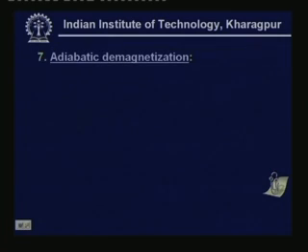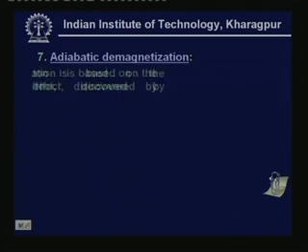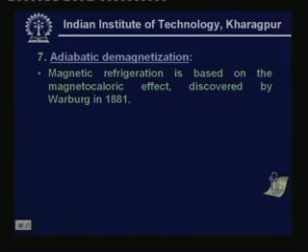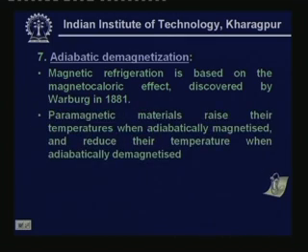The last effect is what is known as adiabatic demagnetization or the magnetic effect. Magnetic refrigeration is based on the magnetocaloric effect discovered by Warburg in 1881. What is the principle of this? The principle is that paramagnetic materials raise their temperature when adiabatically magnetized and reduce their temperature when adiabatically demagnetized.